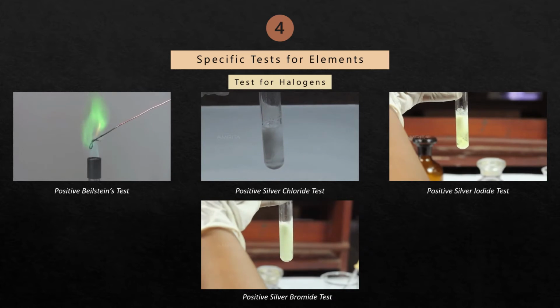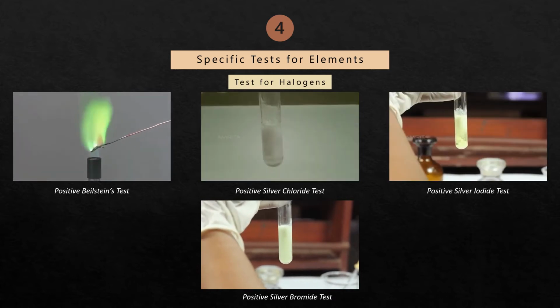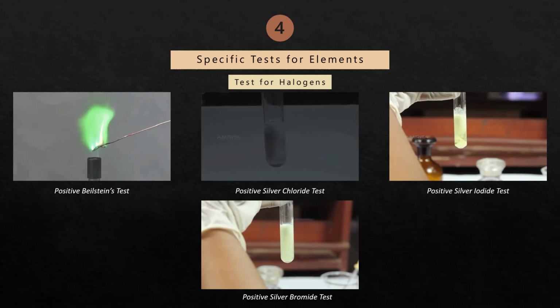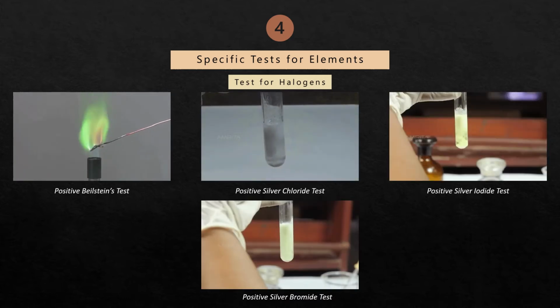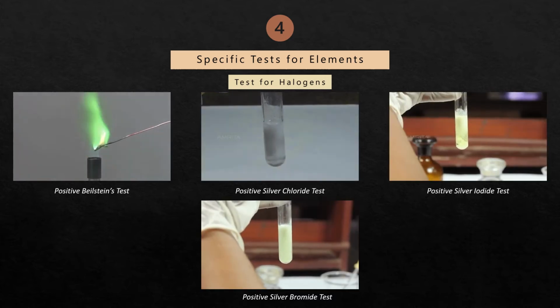Here are the positive tests for halogens. A positive Beilstein test indicates a green flame. A positive silver chloride test indicates a white precipitate. A positive silver bromide test indicates a pale yellow precipitate. And a positive silver iodide test indicates a yellow precipitate.